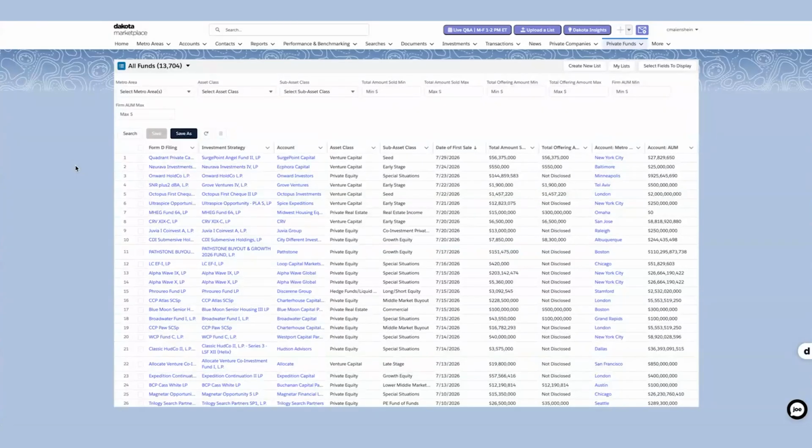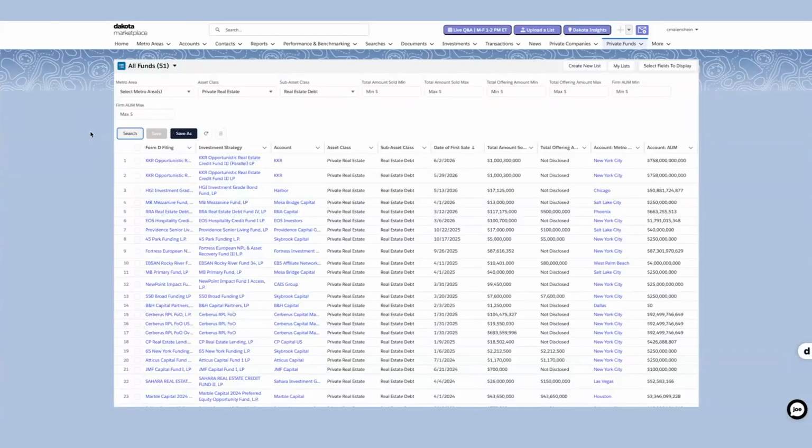and other relevant details. If I wanted to see any private real estate funds, particularly in the real estate debt sub-asset class, I can go ahead and filter for that in the new Fund Launches tab. Here, you'll find the Form D filing that's being referenced for the strategy itself, the account, asset class, sub-asset class, date of first sale, total amount sold, total offering amount, the metro area of the account, and the total AUM of the account as well.